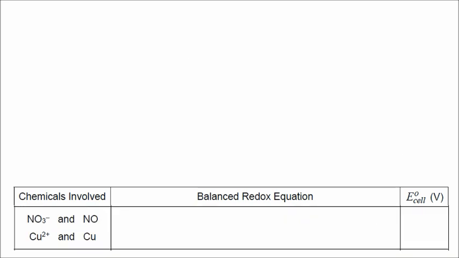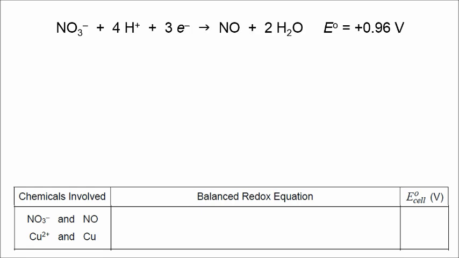In our next example, one half reaction involves nitrate and nitrogen monoxide. The other half reaction involves copper and copper 2+. Which one are we going to reverse? Well, in order to keep this cell potential positive, we're going to reverse the copper reaction and leave the nitrate-nitrogen reaction the way it is.